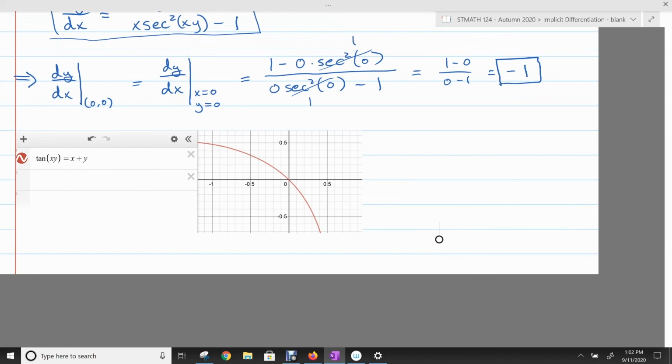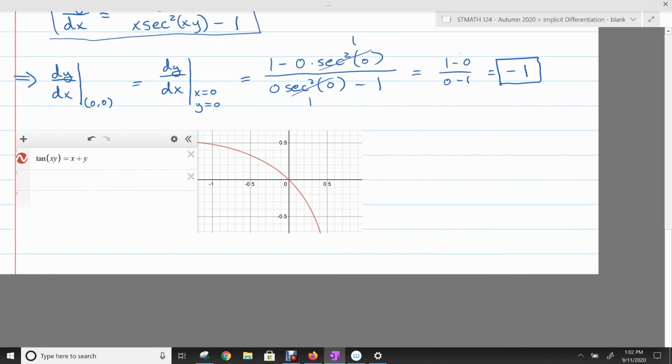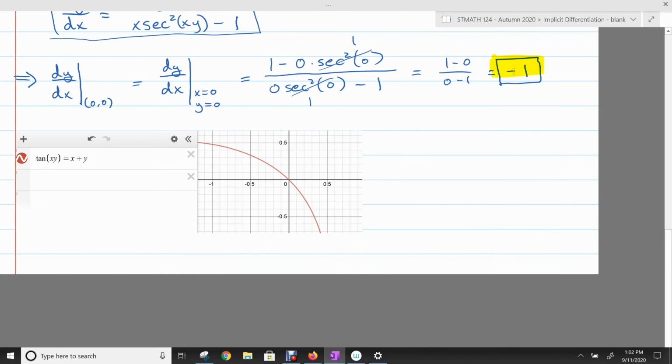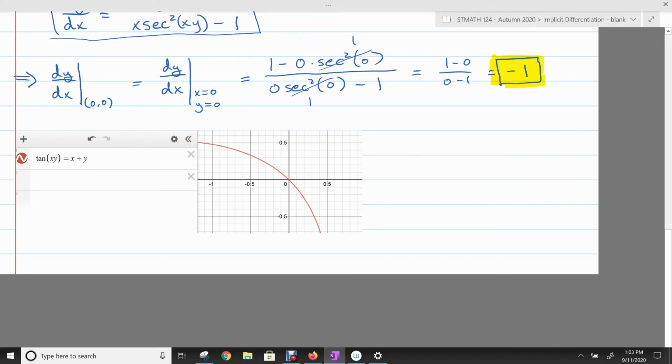So there's the graph, and we found a second ago that the dy/dx at the point (0, 0) came out to negative 1. Well, geometrically, what that means is that the slope of this tangent line is negative 1. And that looks right. When I just look at that tangent line, it looks like the slope is about negative 1.